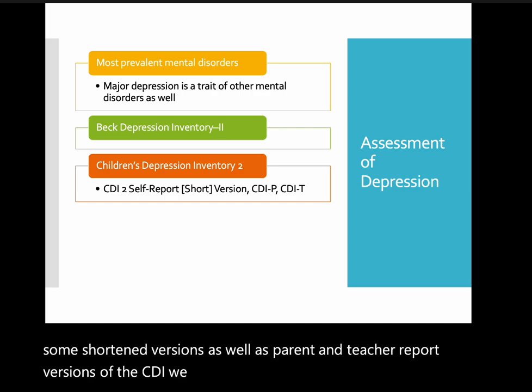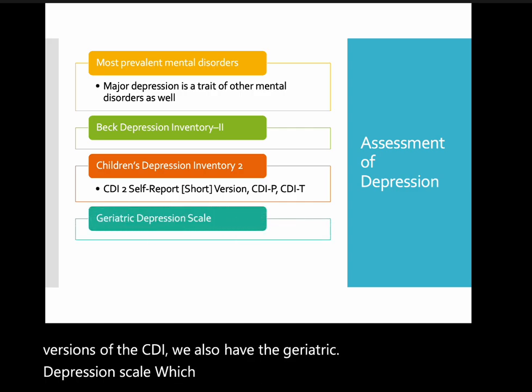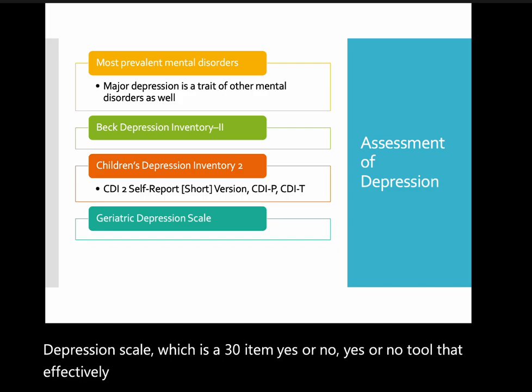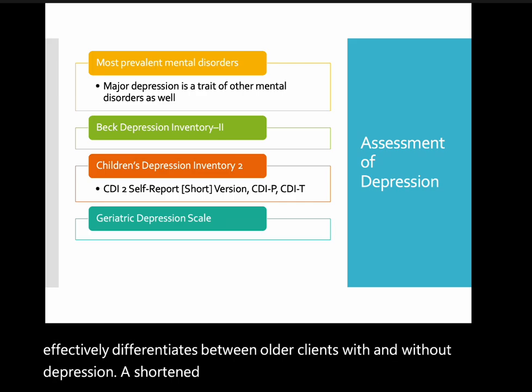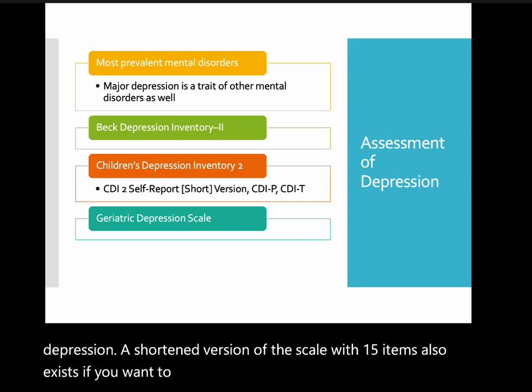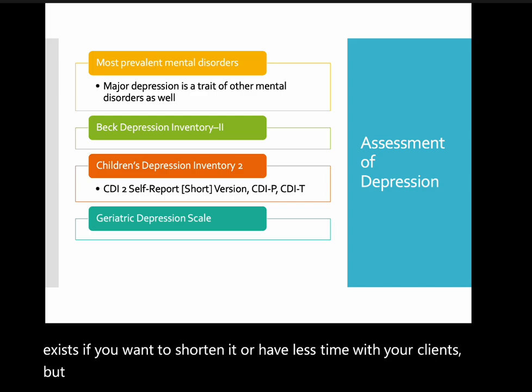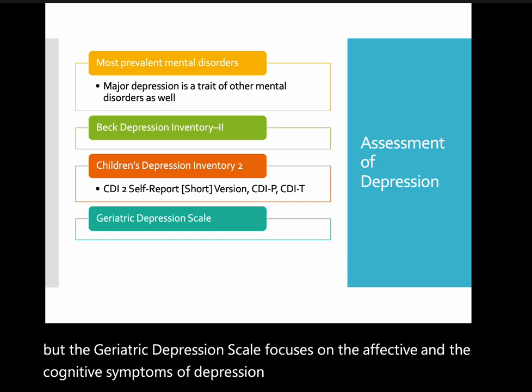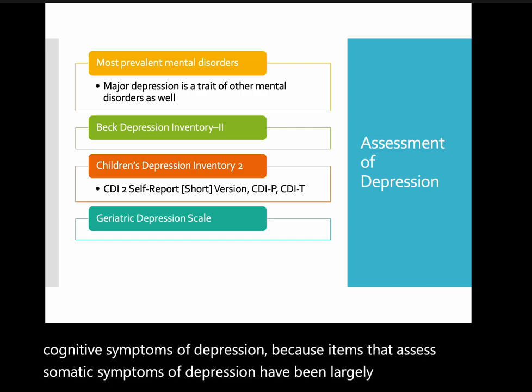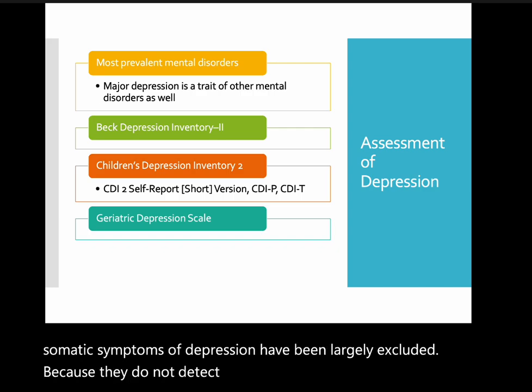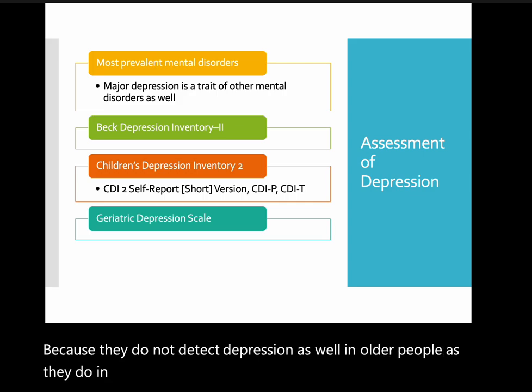We also have the Geriatric Depression Scale, which is a 30-item yes or no tool that effectively differentiates between older clients with and without depression. A shortened version of the scale with 15 items also exists if you want to shorten it or have less time with your clients. But the Geriatric Depression Scale focuses on the affective and the cognitive symptoms of depression, because items that assess somatic symptoms of depression have been largely excluded because they do not detect depression as well in older people as they do in younger populations.